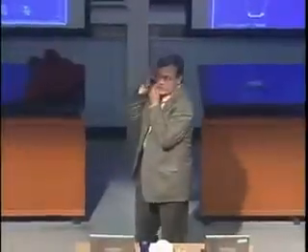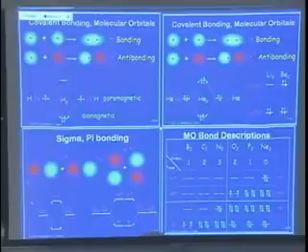When we come to the next period, where p orbitals exist, and we're already in the second period here, there is bonding with p orbitals. So we can make sigma bonding p molecular orbitals, or pi orbitals as we call them then. And then we also have pi bonding. So sigma bonding molecular orbitals and pi bonding molecular orbitals.